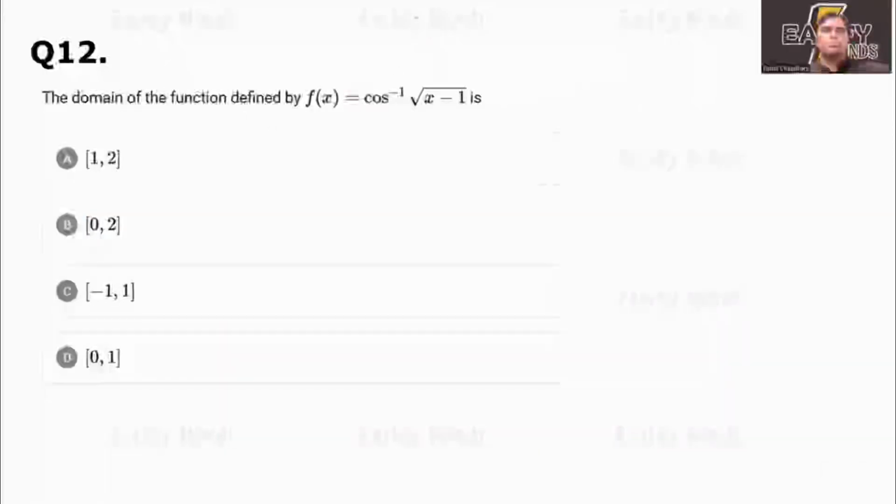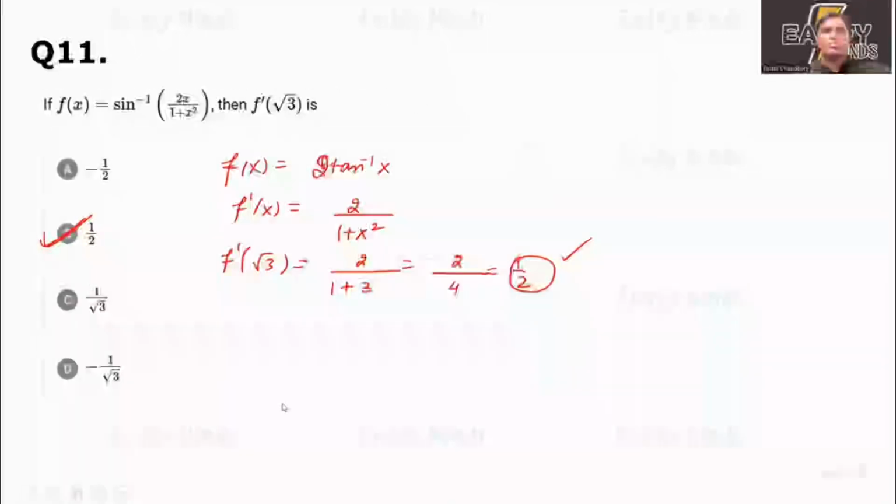Sir, could you please explain that one again? Which one? The 11th one. I just joined, sorry. No issue. I'll repeat again. f(x) = sin inverse(2x by 1 plus x square). This is a simple formula, right? This is the formula of 2 tan inverse x. So now if you differentiate, it is 2 by 1 plus x square. In place of x, we have to put root 3. So we get 2 by 4, that is 1 by 2. Got it, yes, sir.